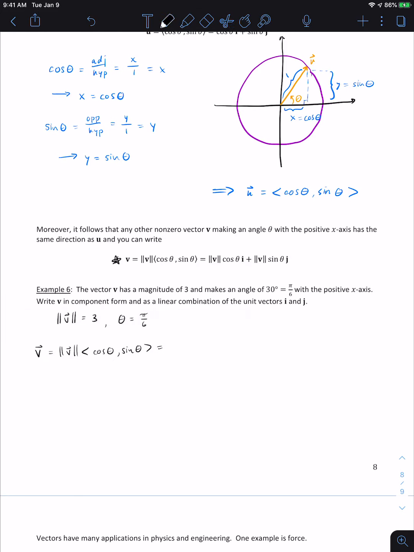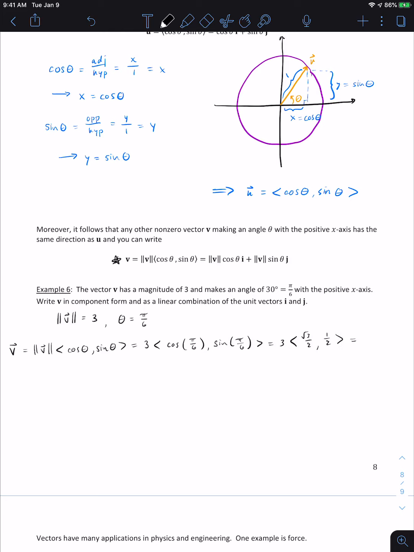Right? So magnitude of v is 3. Cosine at pi over 6, because that's what theta is. Sine at pi over 6. I have to move this over a little bit more. So now what is cosine at pi over 6? Cosine at pi over 6 is radical 3 over 2. Sine at pi over 6 is 1/2.